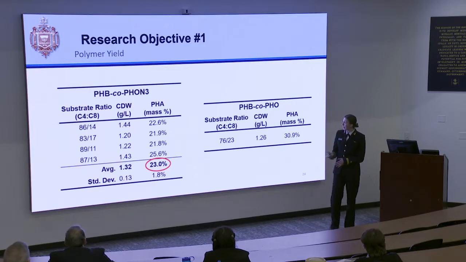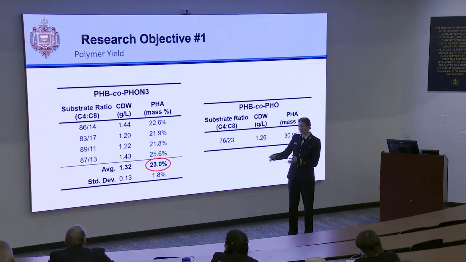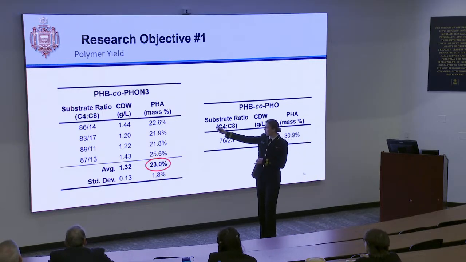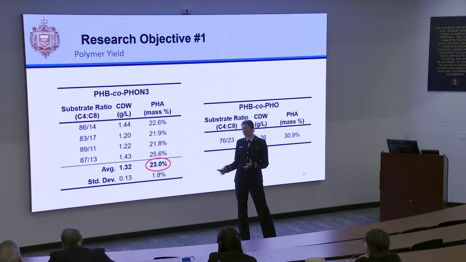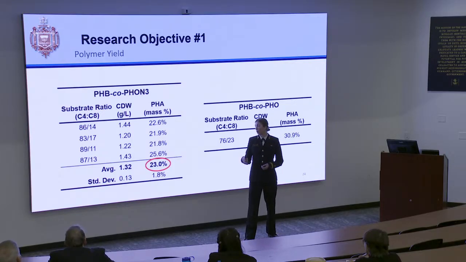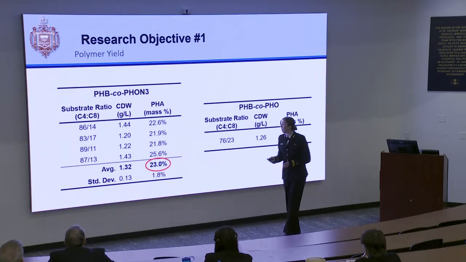This data is analogous to our percent yield, and so 23% is the percent of mass of the polymer that we're able to attain compared to the mass of the dried cells, which is CDW, cell dried weight, and then our percent mass. And then in this experiment, we are aiming for 90% short chain length to 10% medium chain length, and are averaging about 86% of the short chain length.